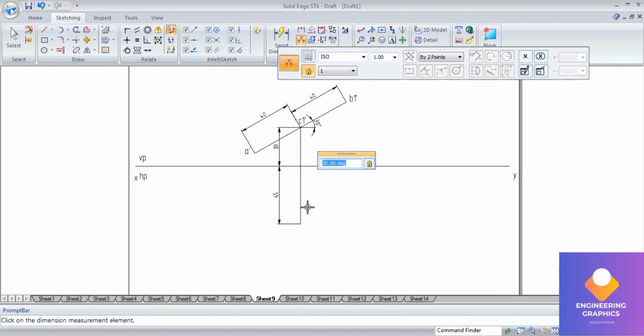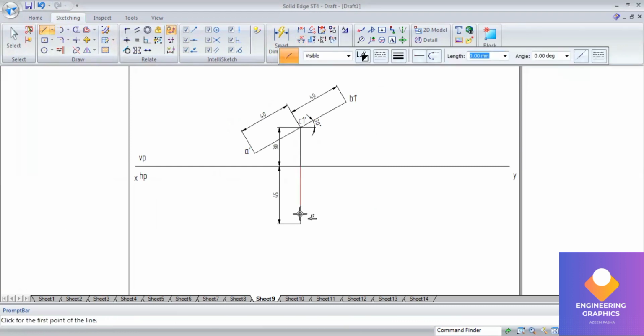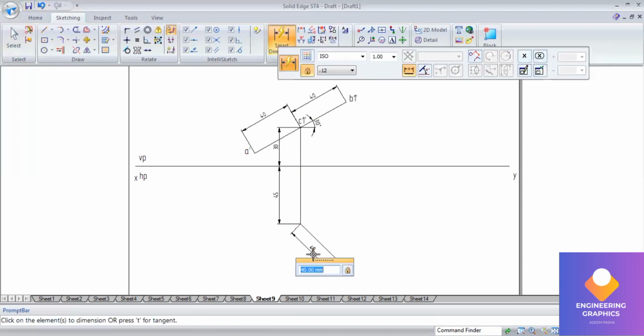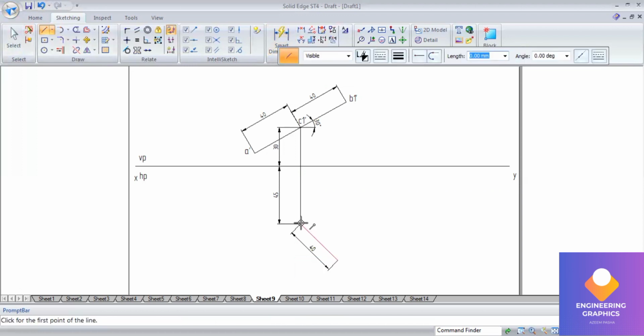In the same way, the same procedure I am going to follow in the HP plane also. So take a line and give the length 40, and here the angle I'll consider is minus 45. Measure the angle, measure the length, and extend this line using the parallel line command. We should extend this line for a length of 40 mm. The angle is again the same, 135 degree. Mention the namings here also.